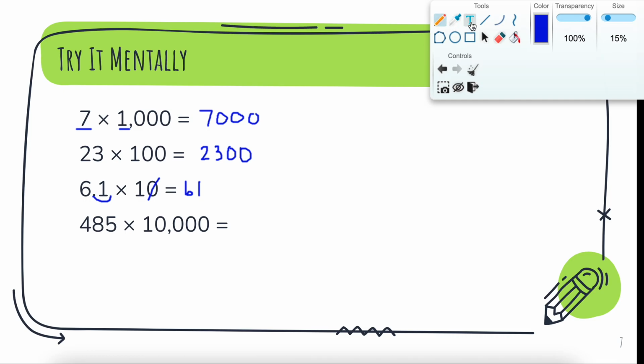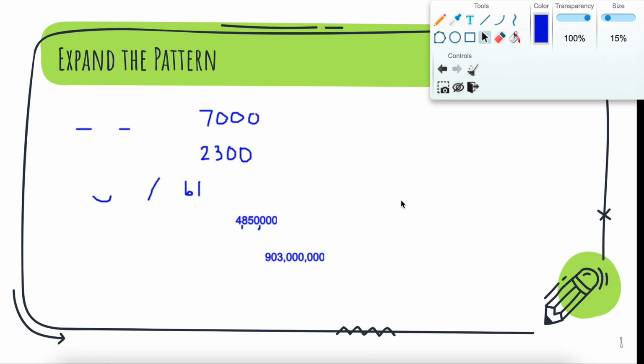485 times 10,000, I would just do 485 times 1 is 485, and I have 4 zeros. So my product would be, let's add some commas here, 4,850,000. Okay, very similarly, I can just do 903 times 1, which is 903, and add in those 6 zeros to make it 903 million. Okay.